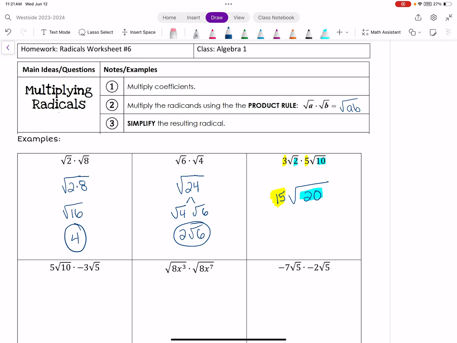We then need to look at, can we simplify this? Well, radical 20, we can break into radical 4 and radical 5. So this radical 4 would become 2. So out in front with the 15, we would get 30 radical 5 for my final answer.